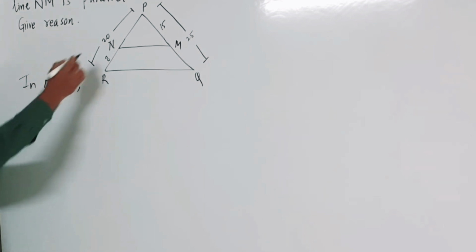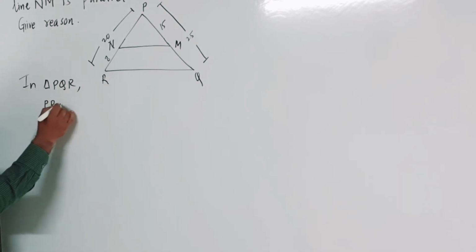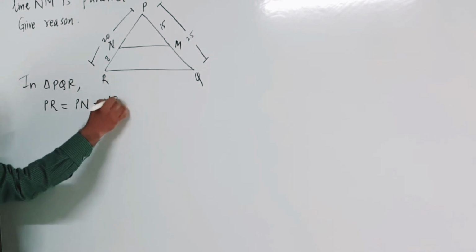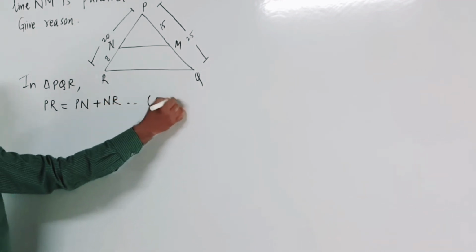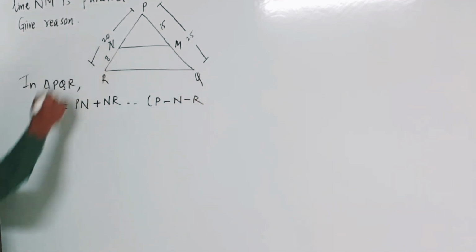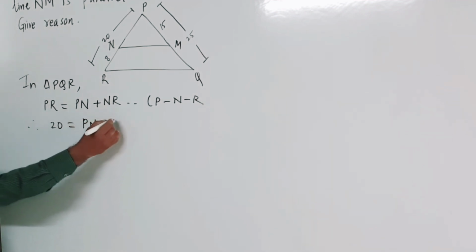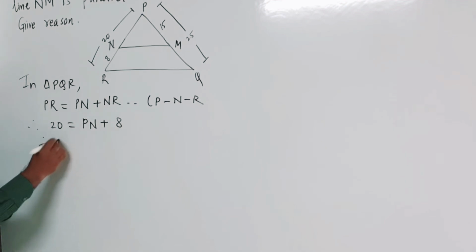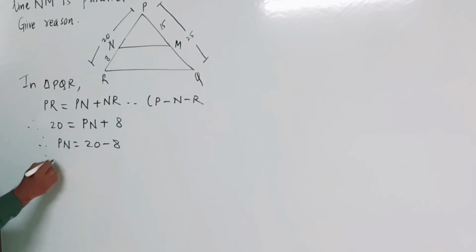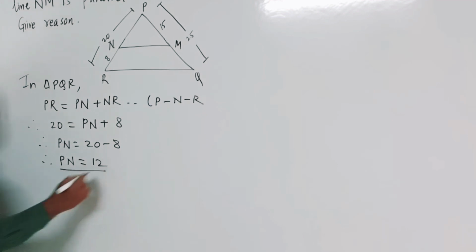PQR. Now if you see side here, this PR is equal to PN plus NR, by betweenness P-N-R. Therefore PR is given 20, is equal to PN, which we have to find, plus NR is equal to 8. Therefore PN is equal to 20 minus 8, is equal to 12. So PN is equal to 12.